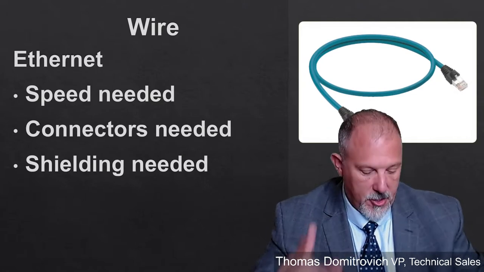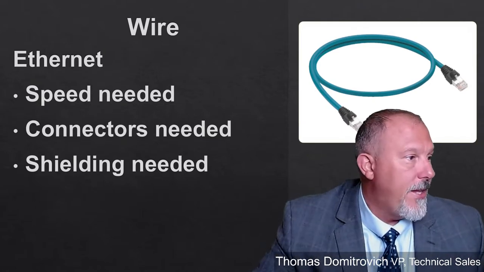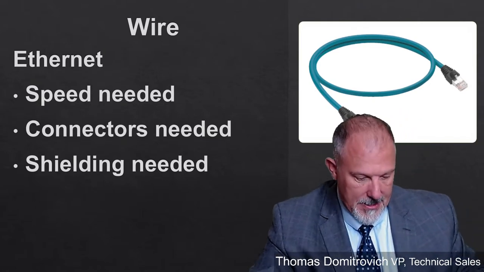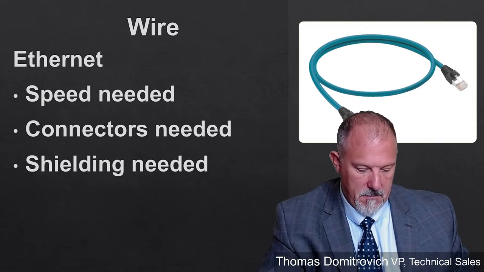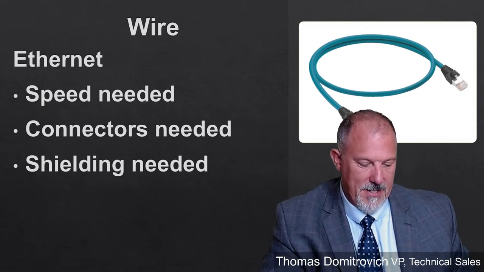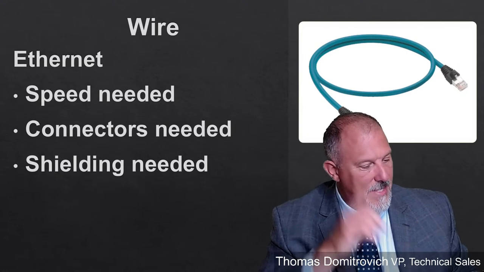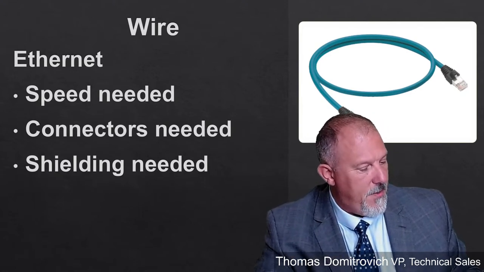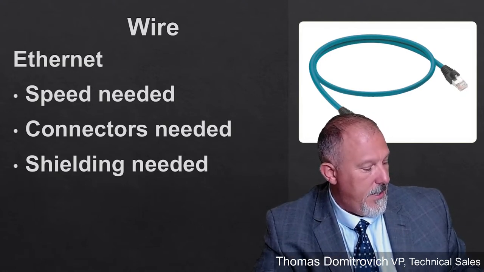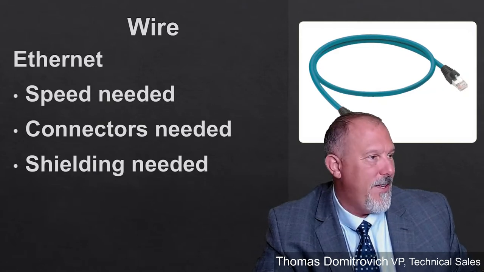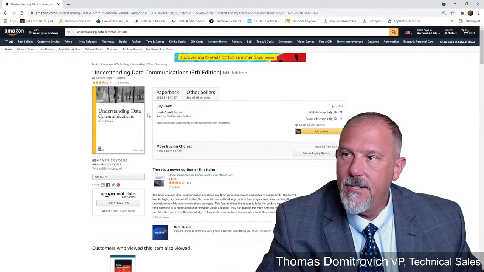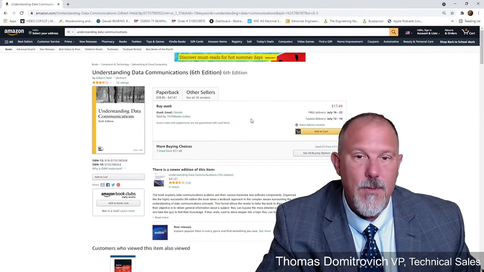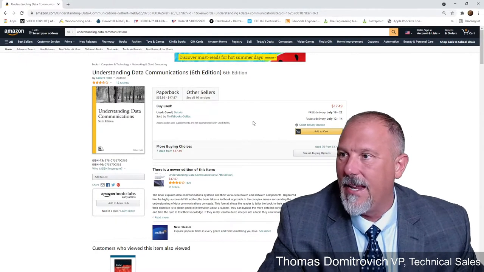Understanding Data Communications by Gilbert. Yep, there it is. There's a new sixth edition. I love it. They're on the sixth edition, and this is a first edition, so this is an oldie but a goodie. Here it is, Understanding Data Communications. It's only $17.50 on Amazon.